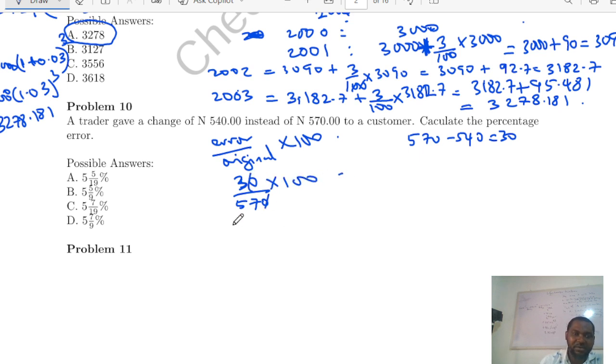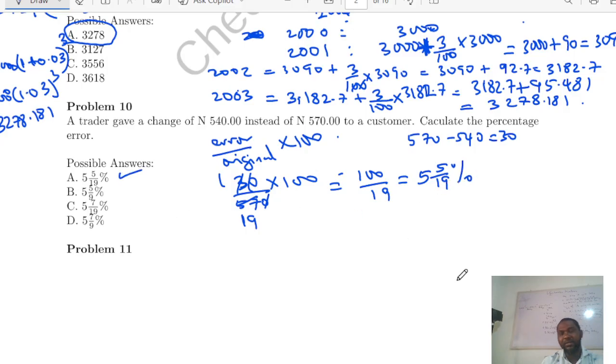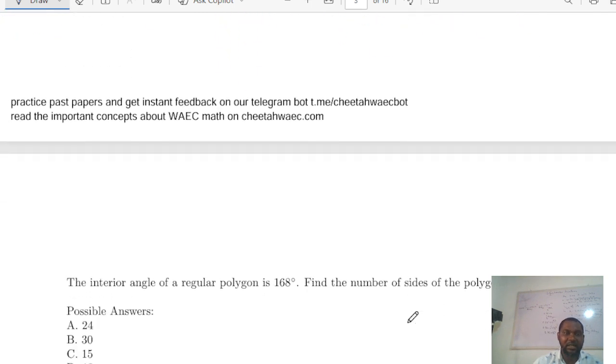So 0 cancels 0 here. I think 3 can go. 3 would go here to be, this is 19, yeah. So we are left with 100 over 19. So 100 divided by 19, I guess, is 5. And the remainder will be 5 over 19. So the answer is 5 whole 5 over 19%. So A is the answer. Now, this is how you go about questions like this. So let's see the next one.